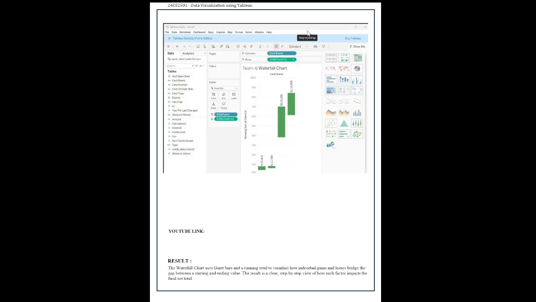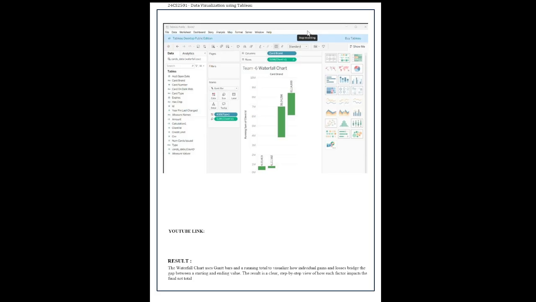Result. The result of this experiment is a waterfall chart that clearly shows how individual gains and losses contribute to the final total. It provides a step-by-step visualization of how each factor impacts the overall result.